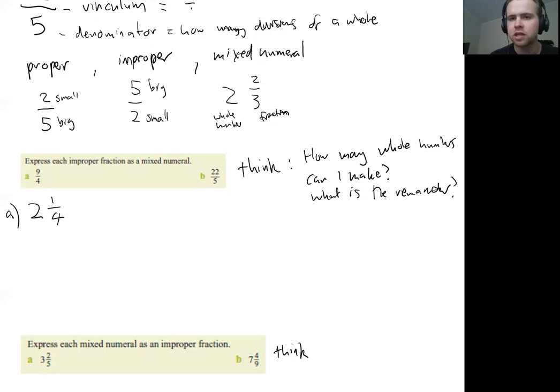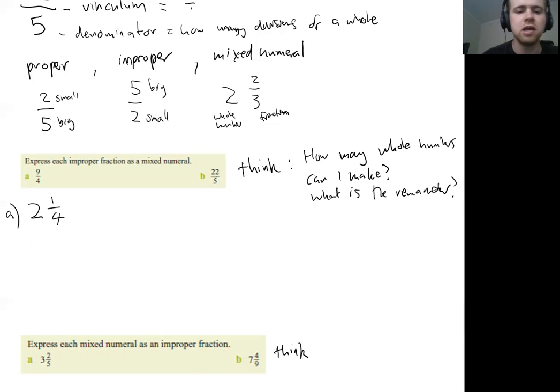How many whole numbers can I make? I can make 2, and we're going to have a remainder of 1, so my remainder is going to be 1/4, because we keep the same denominator as we had in the improper fraction. Okay, we've just converted an improper fraction, 9/4, into 2 1/4, into a mixed numeral.